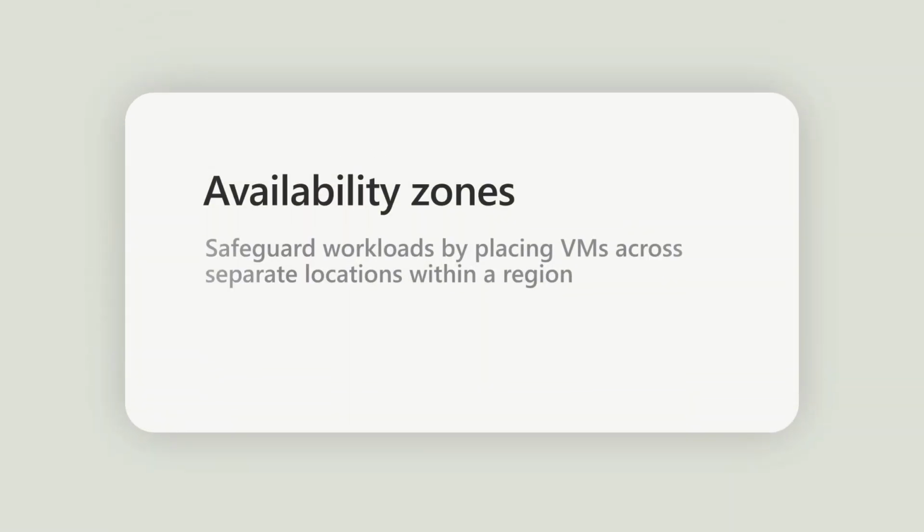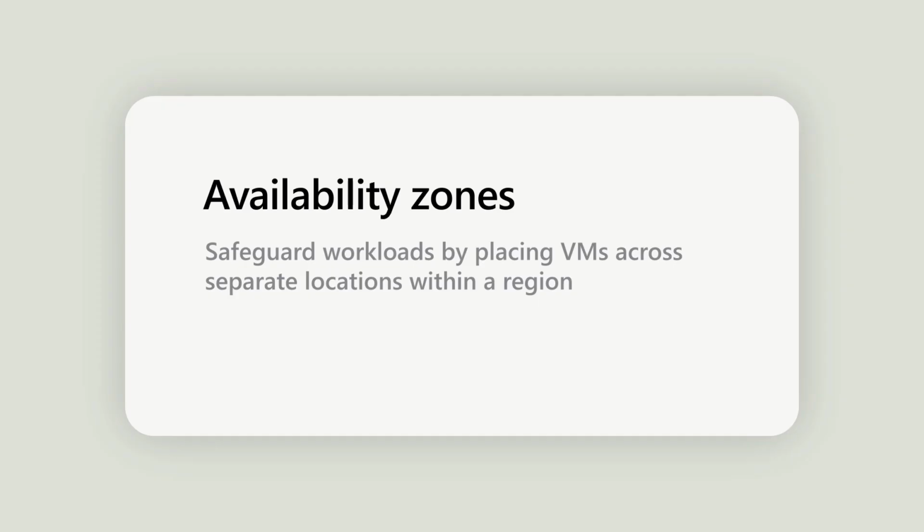Azure Availability Zones and Availability Sets ensure critical workloads remain operational during updates. Availability zones are physically separate locations within an Azure region. Placing VMs across zones can protect against data center level failures. If one zone goes down, the workloads in other zones remain operational.